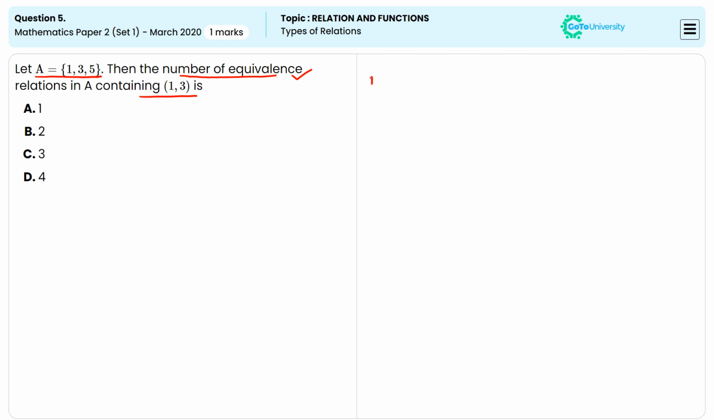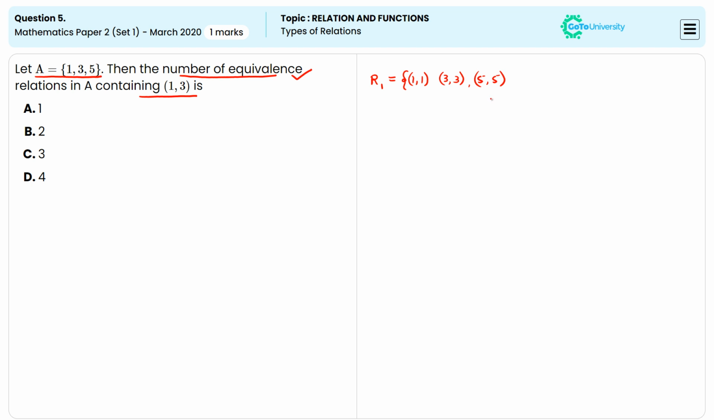Now, if I'm going to take a relation R1, and if it has to be reflexive, then it has to take all the elements, that is, (a, a) should belong to R. So I'm going to take (1, 1), (3, 3), and (5, 5). So with this, I can say relation R1 is reflexive.